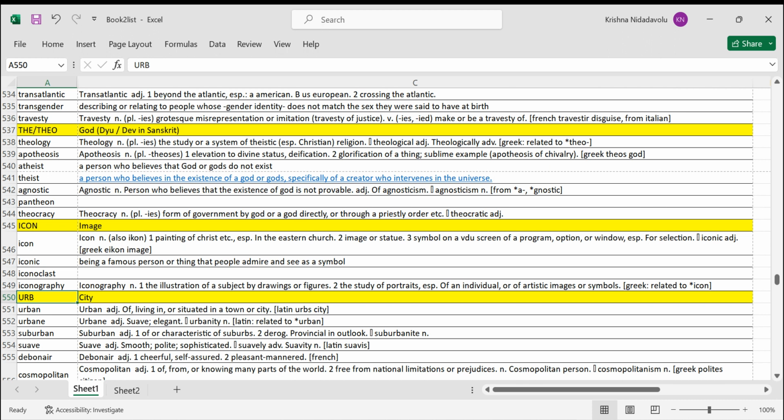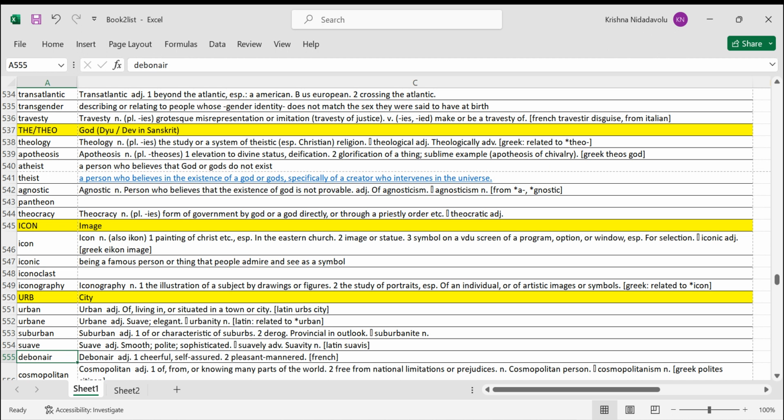Urbane is someone who is sophisticated and with polished manners. He was remembered as a gentleman and urbane host. Urbane has other synonyms. Suave also means smooth, polite, sophisticated. That is suave. Debonair is also related to urbane. Debonair is someone who is cheerful, who is self-assured.